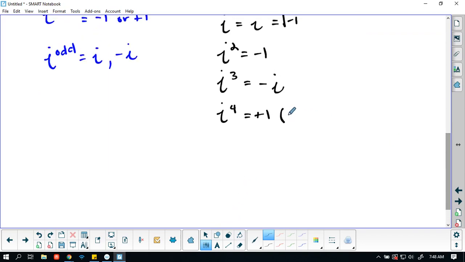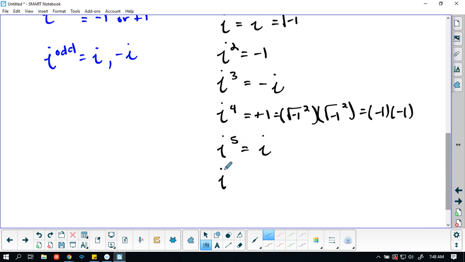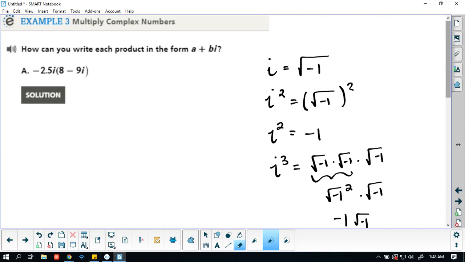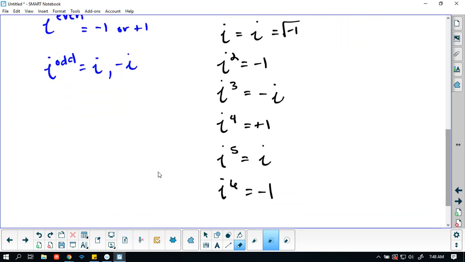Because you have the square root of -1 squared here times the square root of -1 squared here, which is going to be -1 times -1, which gives you that +1 here, and so on and so forth. This is going to be i, and i to the 6th is going to be -1, and it keeps following that pattern of positives and negatives. I'll stay there for a second, or you could pause and take these notes.